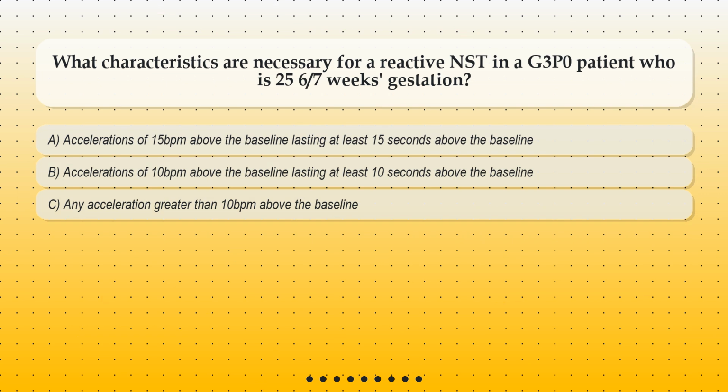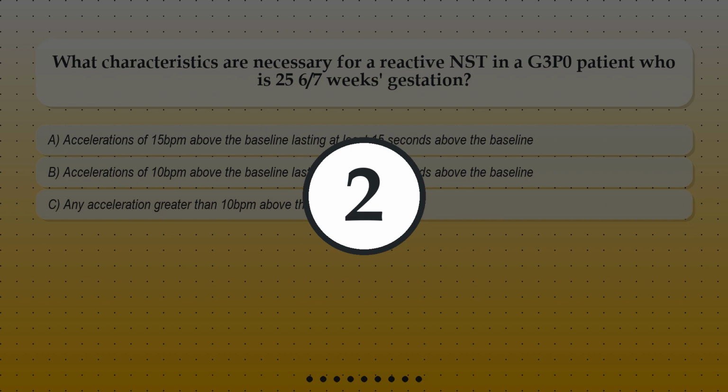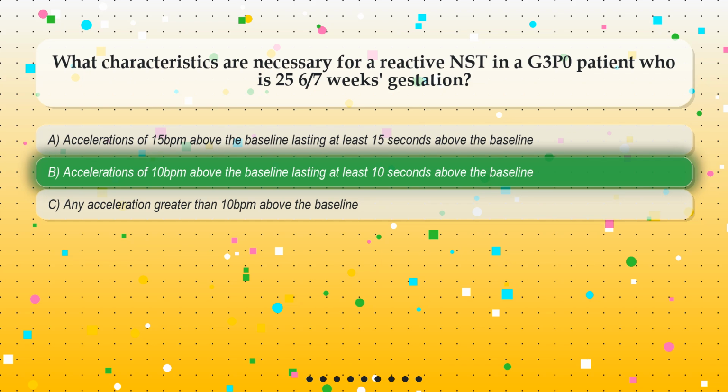Question 4. What characteristics are necessary for a reactive NST in a G3P0 patient who is 25 and 6/7 weeks gestation? Option A, accelerations of 15 bpm above the baseline lasting at least 15 seconds above the baseline. Option B, accelerations of 10 bpm above the baseline lasting at least 10 seconds above the baseline. Option C, any acceleration greater than 10 bpm above the baseline. The correct answer is option B, accelerations of 10 bpm above the baseline lasting at least 10 seconds above the baseline.